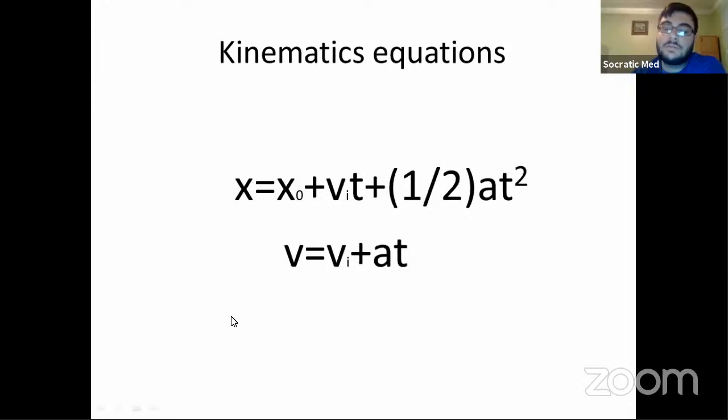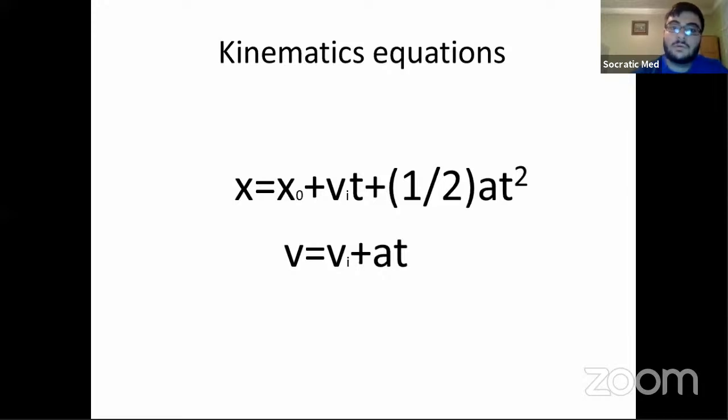And so the main use of these equations is in solving problems. Most of the problems you'll see on the MCAT relating to kinematics will be solved with these two equations. There are other kinematics equations, but usually they're derived from these two equations, okay?